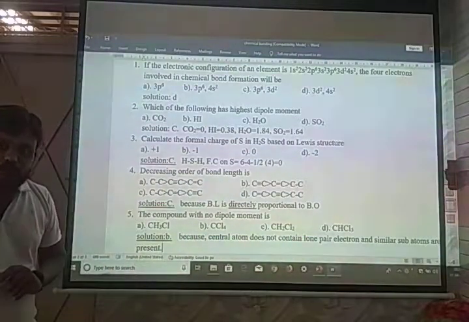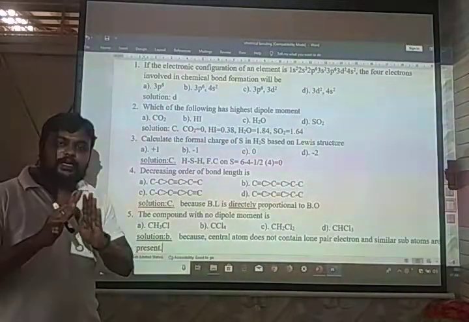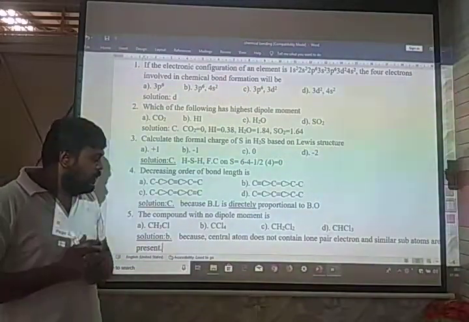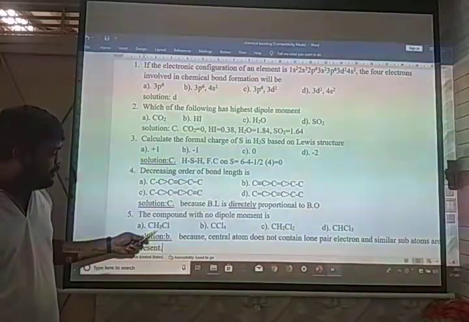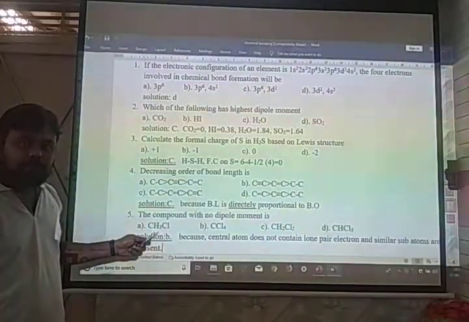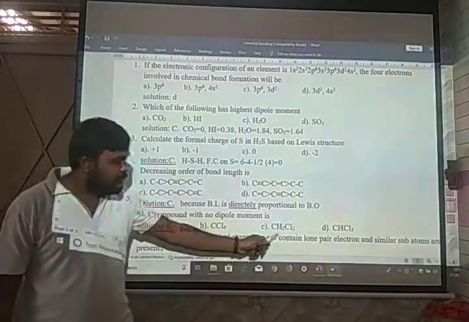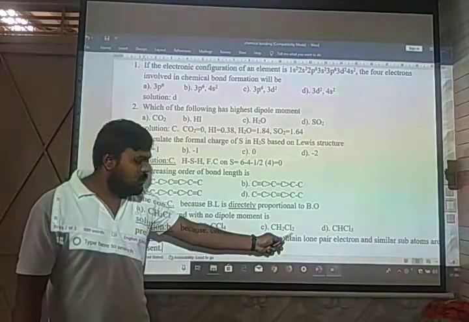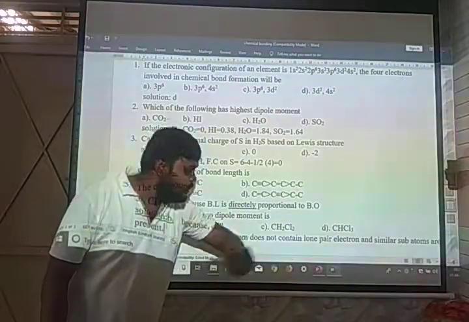So next is the compound with no, meaning 0, dipole moment. I told you two conditions: the central atom should not contain a lone pair of electrons, and the atoms attached should be similar. So in case of the first option, we have 3 hydrogens, 1 chlorine. So they are different atoms. In case of option C, 2 hydrogen, 2 chlorine. So no similar atoms. Here also no similar atoms.